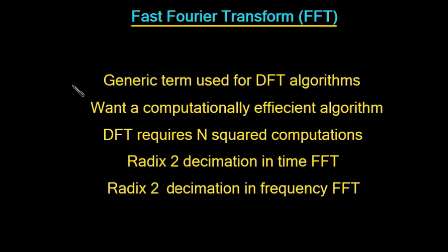So what we really want to do is make a computationally efficient algorithm. Now we've seen when we did the DFT that if we had n samples, then we would have n bins in the frequency domain. We would therefore have to do n squared multiplications. Now what we want to do is cut down these multiplications, and that's what we're going to do when we introduce this Radix 2 decimation in time FFT.